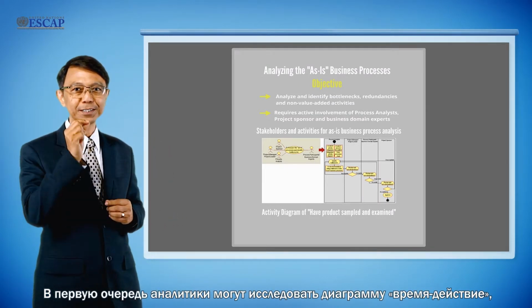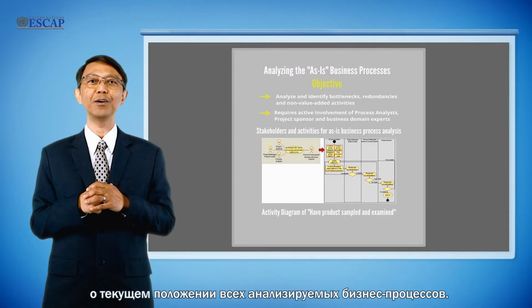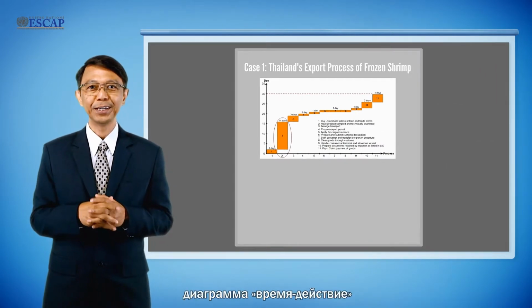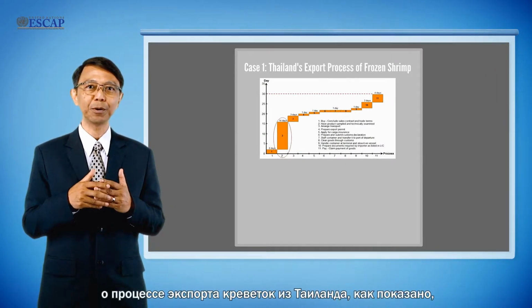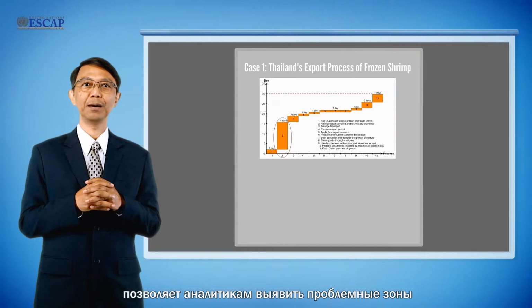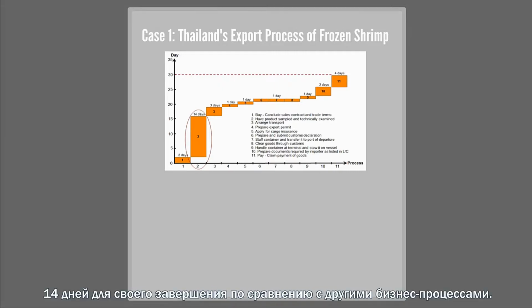Process analysts may first review the time procedure chart as it visualizes the current state of all business processes under the scope of our investigation. For example, the time procedure chart of Thailand's export process of shrimp, as shown, enables process analysts to instantly spot a bottleneck, or the business process that requires extensive time to complete compared to other business processes. In this case, the business process of have product sample and examine takes extensively long, 14 days to complete, compared to other processes.